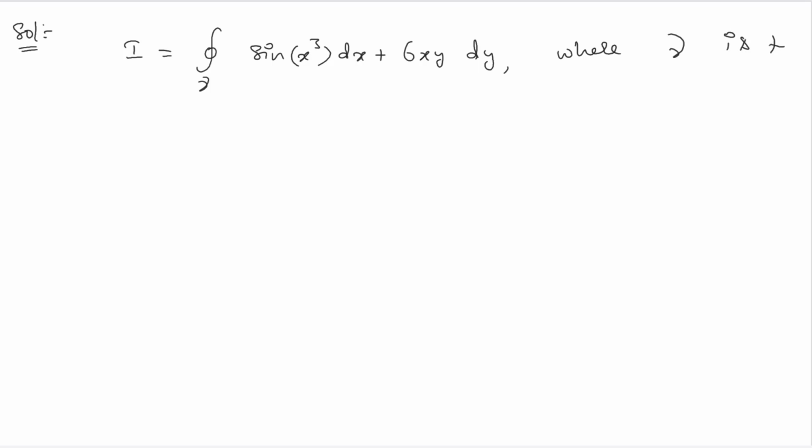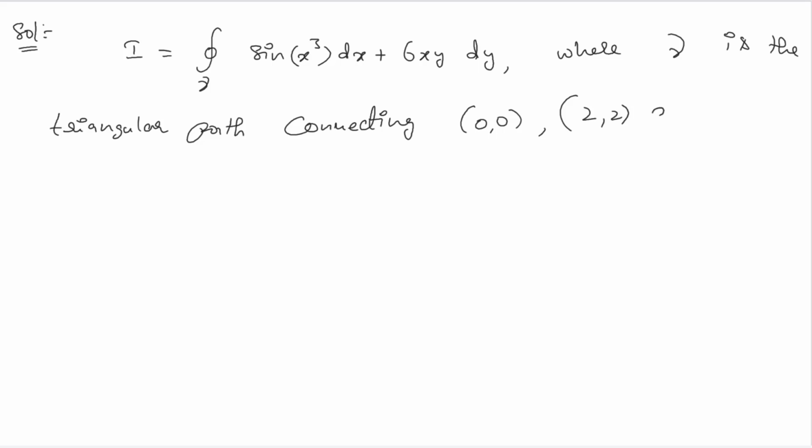So given I is the closed-curve integral over gamma of sin x cube dx plus 6xy dy, where gamma is the triangular path connecting (0, 0), (2, 2) and (0, 2) in the counterclockwise direction.